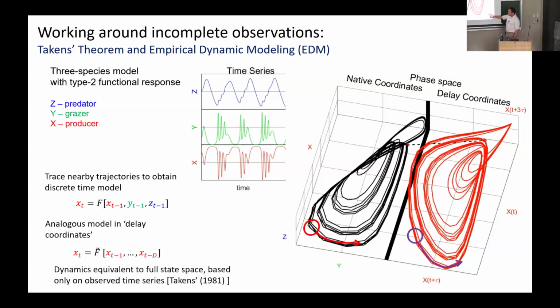Now, of course, I can play the same game with the attractor in red, and when I do, I end up with an analogous model in delay coordinates whose dynamics are the same as the dynamics of the full state space, but they're based just on the observed time series. So that's what we get. The equivalence to the full state space is what we get from this one-to-one correspondence between the attractors.